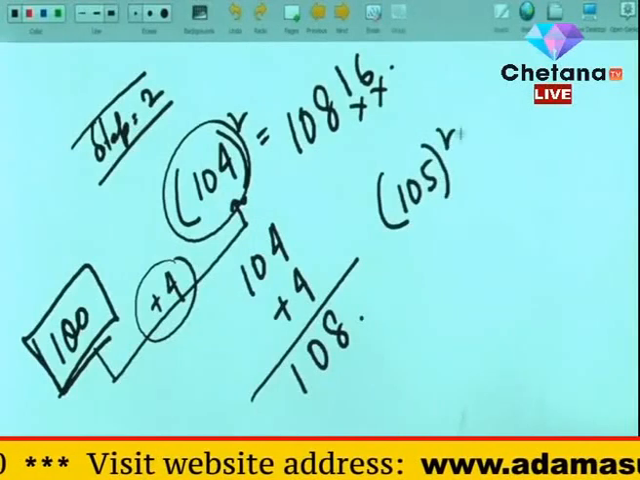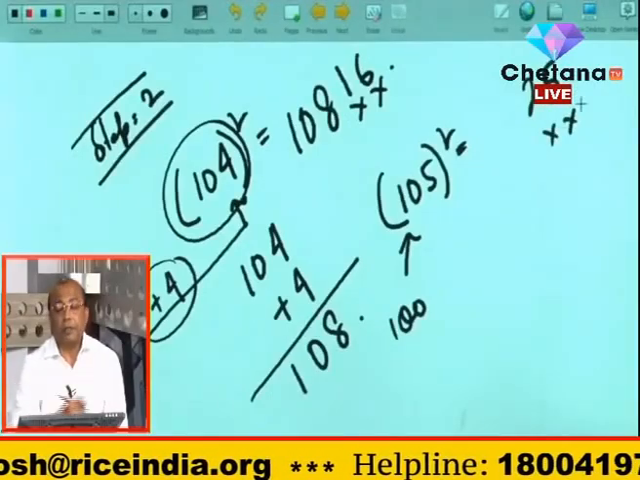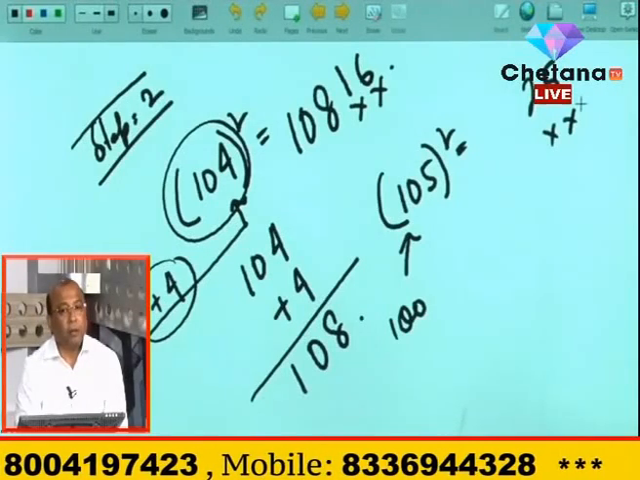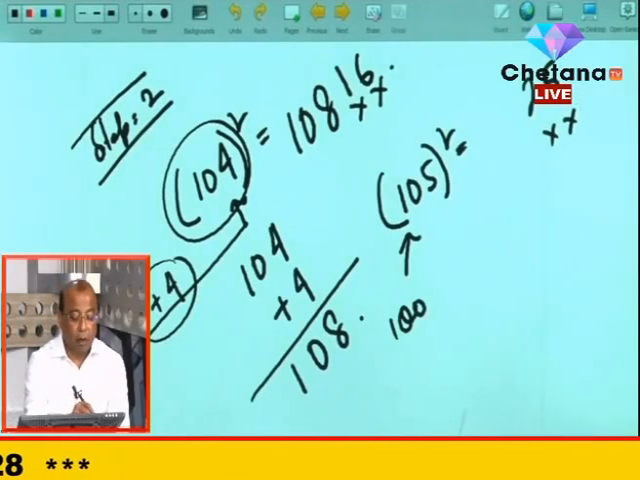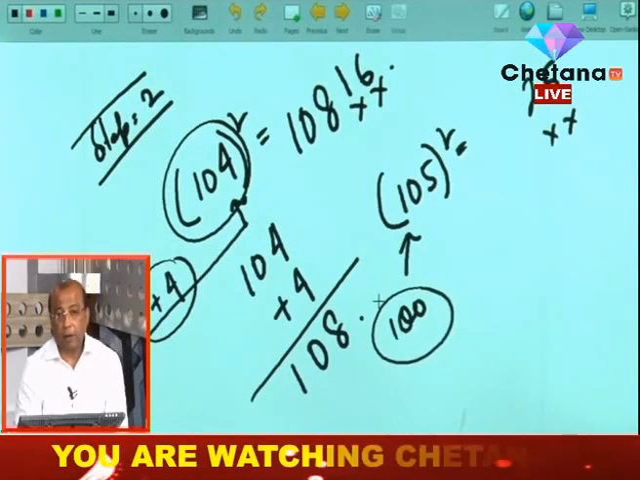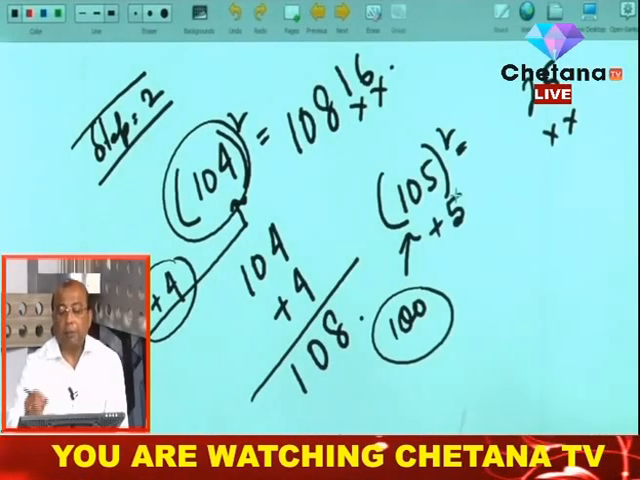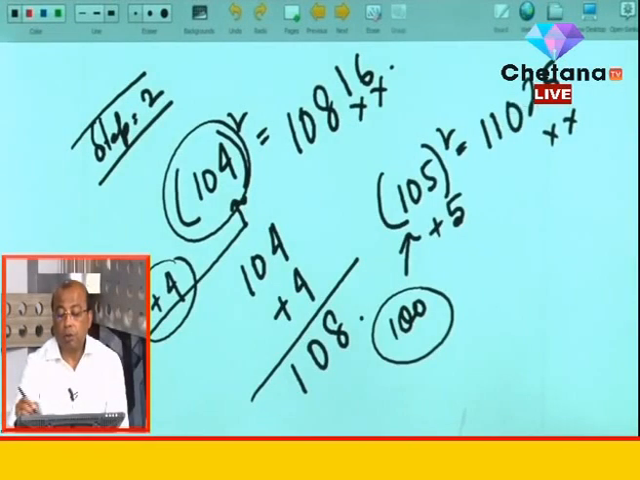105 whole square. My base is 100. How much more? 5 is more. We'll make the square of 5. That is 25. We'll put that result in two places. It should be a 2-digit number every time. So 25. What is the original number? 105. What is the extra? 105 minus 100, that is 5. We will add this 5 to the original number. So 105 plus 5, 110, 11025. This is the answer.